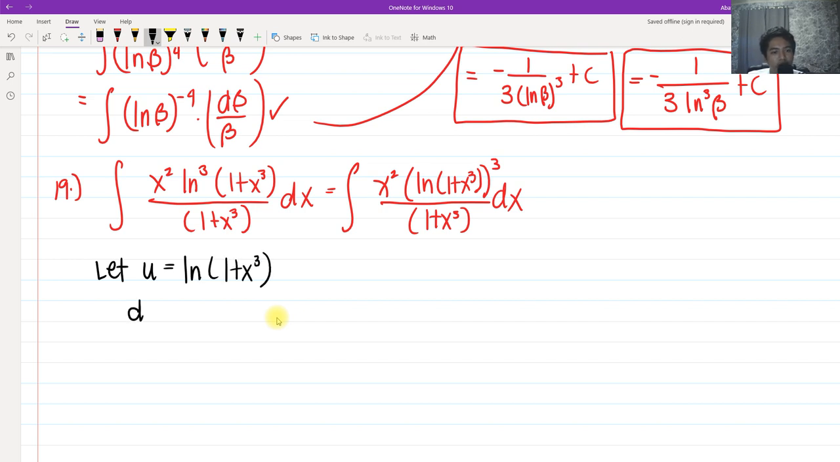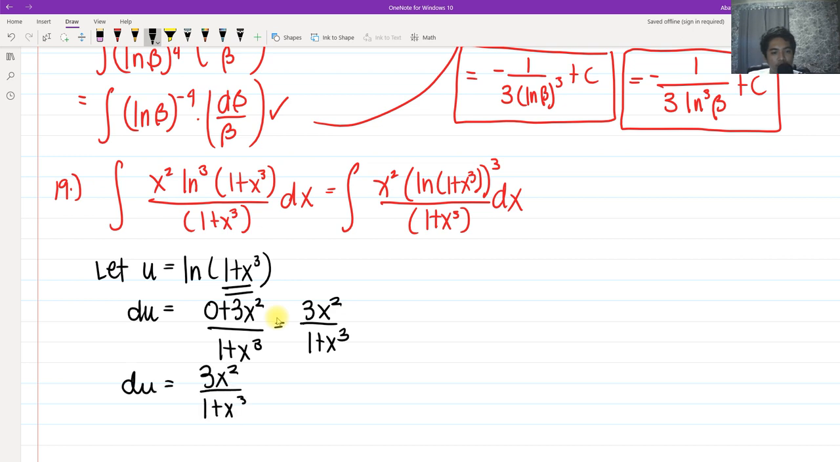If we get the derivative of ln of 1 plus x cubed, first we differentiate 1 plus x cubed, that's 0 plus 3x squared, and that is all over the original value. That's how we get the derivative of an ln. So we have all over 1 plus x cubed, so this is 3x squared all over 1 plus x cubed. So our du would be 3x squared all over 1 plus x cubed dx. Present in the integral is x squared all over 1 plus x cubed, and then we have the dx.